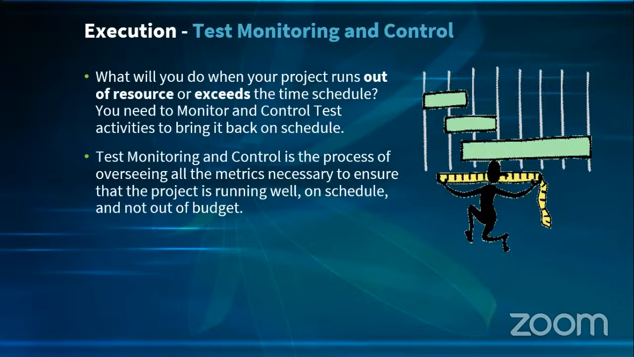So you need to let them know if you have resources. When you're exceeding the time, you need to let them know. You need to monitor and control test activities to bring it back on schedule. So you should be conscious of it when you are testing. Be looking at it. Your schedule should be going up and down. You must look at it and be sure it is. Test monitoring and control is a process of overseeing all the metrics necessary to ensure that the project is running well on schedule and not out of budget.